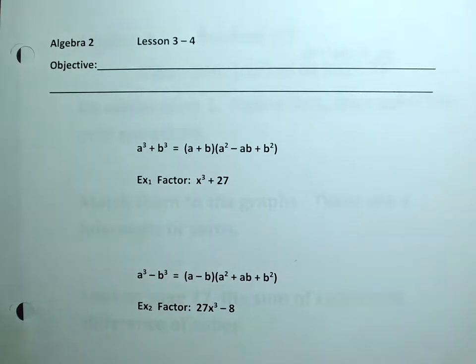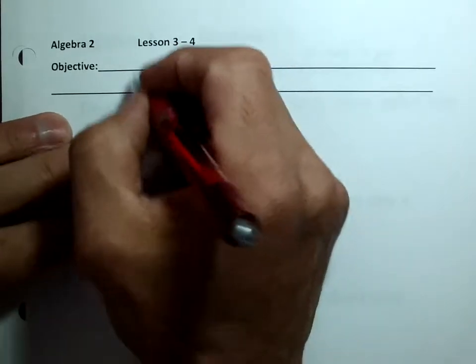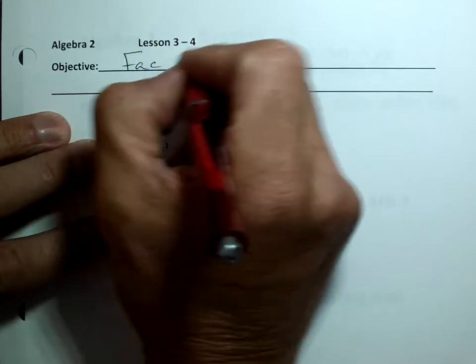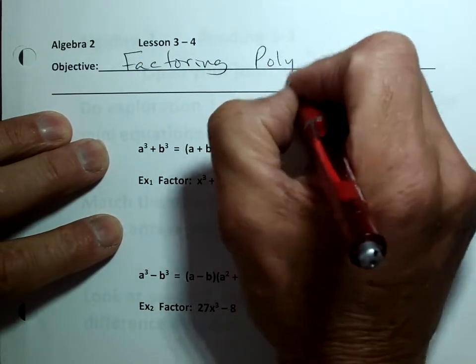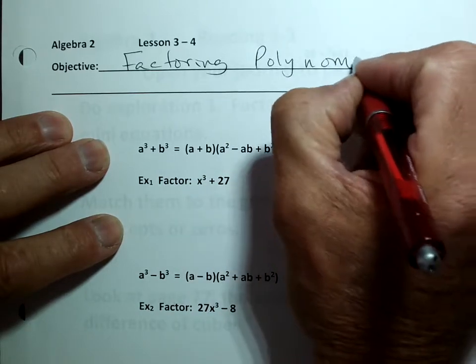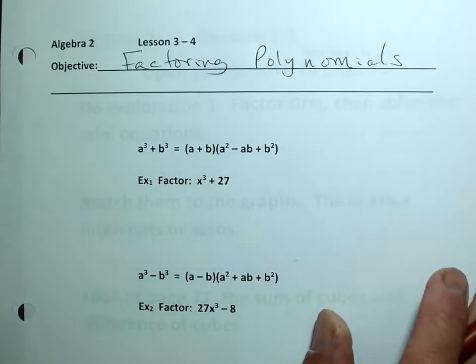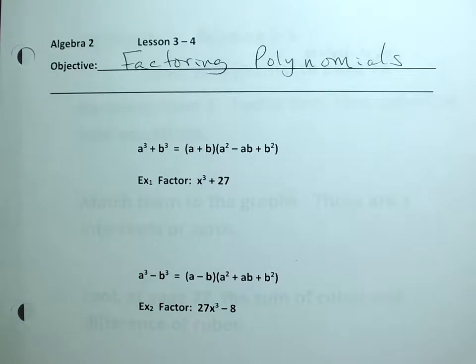Okay, so objective today, we are going to be factoring polynomials. What we factored last year was just quadratics. We just factored x squared stuff last year, right? Like our warm-up sheet. We did these, and these are pretty much just x squareds, right?